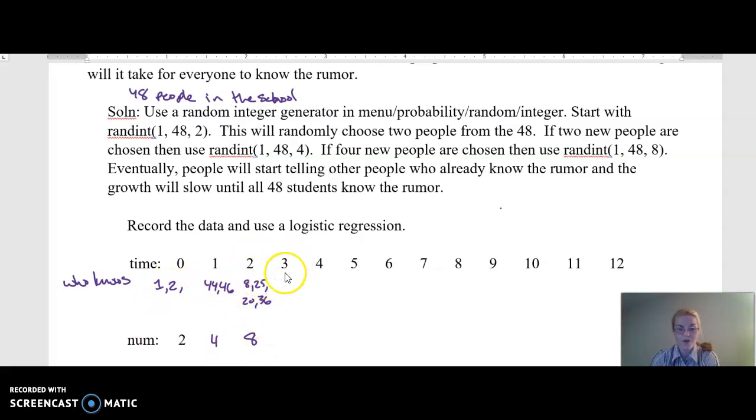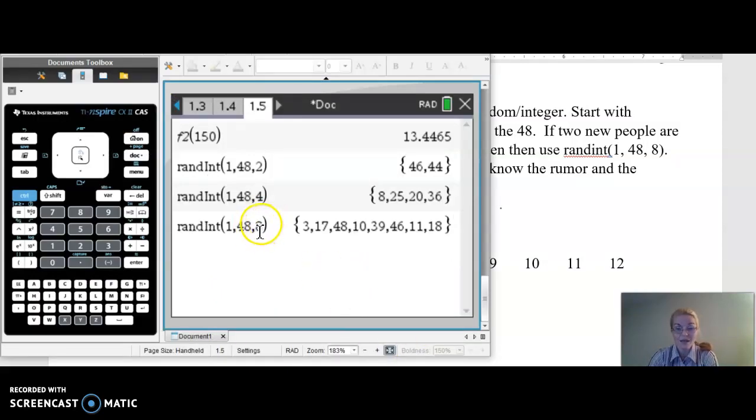And so at minute 3, these 8 people are now going to tell 8 new people. Or again, eventually people will start telling other people who've already heard the rumor, right? Because say person 1 told person 44 and person 44 told person 8. Person 8 doesn't necessarily know that person 46 knows. So he might tell person 46 and so on and so forth. But let's see what happens when I generate 8 numbers.